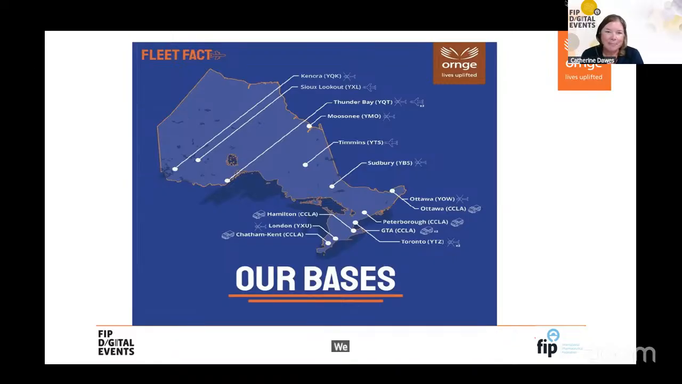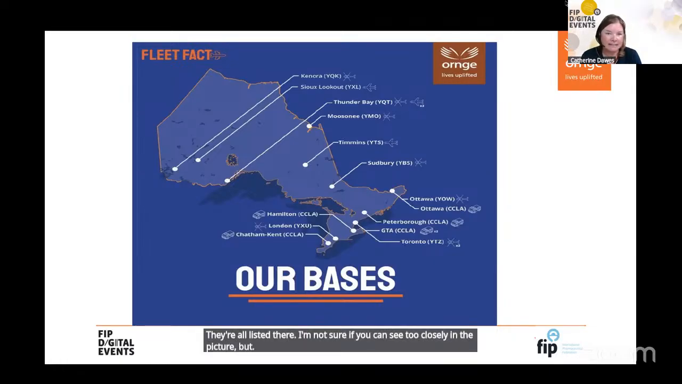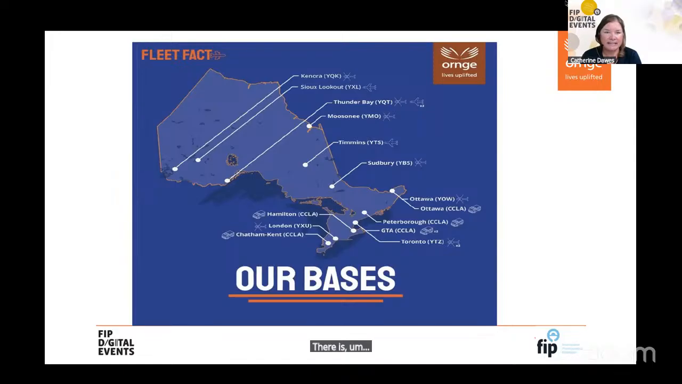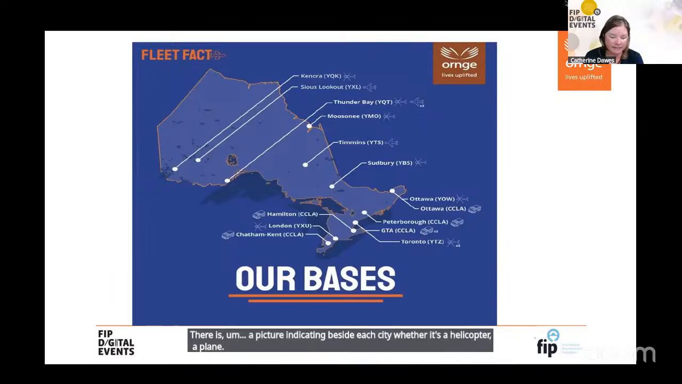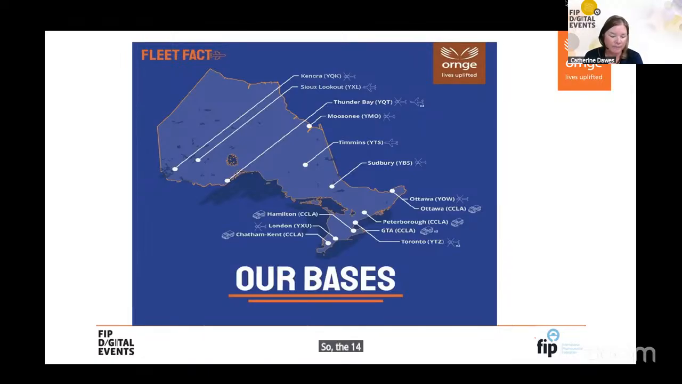We have 14 bases scattered across the province of Ontario. They're all listed there. I'm not sure if you can see too closely in the picture, but there is a picture indicating beside each city whether it's a helicopter, a plane, or a land ambulance. So of the 14 bases across the province, 5 of them are rotor wing, 5 are land bases with land ambulances, and 2 of the bases are fixed wing only. 2 of the bases are both rotor and fixed wing bases.